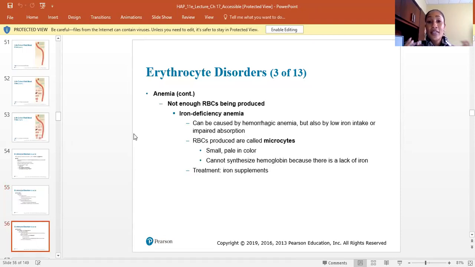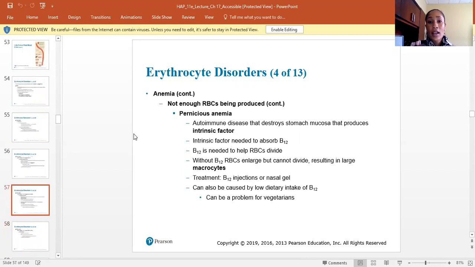If you have an iron deficiency anemia, this is us not having enough red blood cells being produced. This can be caused by a hemorrhage, but it also can be caused by taking in low amounts of iron. So the red blood cells are called microcytes because they're small and pale in color because they're not able to carry as much oxygen. And they're not able to carry as much oxygen because they cannot synthesize hemoglobin because there's a lack of iron, and iron is needed to synthesize hemoglobin. So to treat this type of anemia, we would take iron supplements.